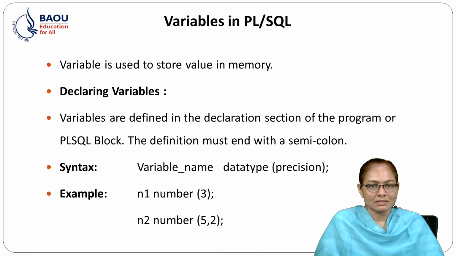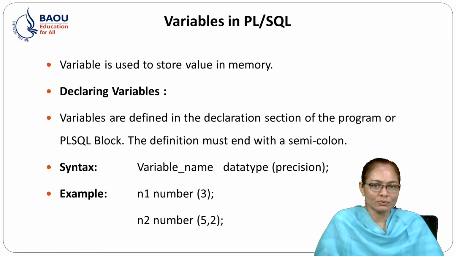Now the second variable is N2. N2 is the variable name, number is the data type, and in the brackets 5, 2. 5 is the total size and 2 is the number of digits after the decimal point. So N2 is a variable of floating type and it will store values up to 999.99. The variable may also be constrained.